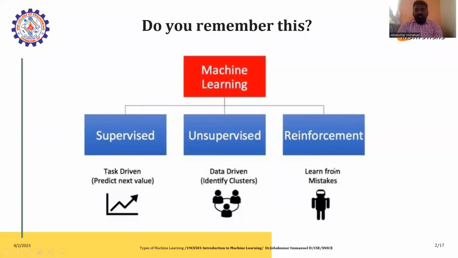Do you remember this? These are the three different types of machine learning algorithms. We already discussed the supervised algorithm, a task-driven approach, which always predicts the next value. Today's topic is more related to data-driven approaches, named unsupervised learning. Unsupervised learning is always used to identify the different clusters in the given data set.